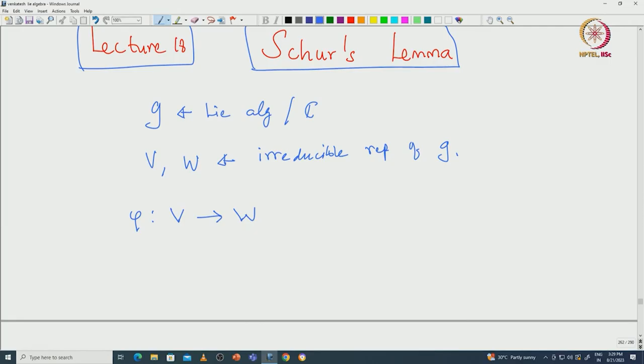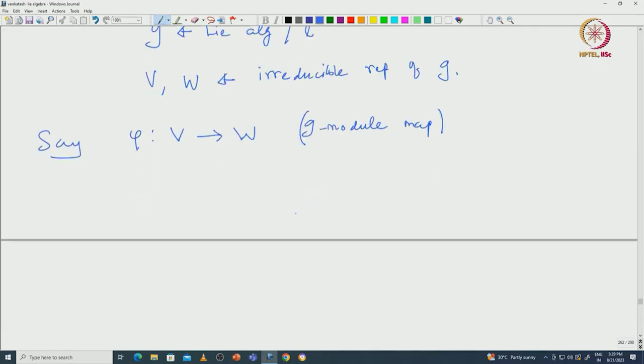Say this phi is a map from V to W, which is a G-module map or homomorphism. What we have seen in the last class is that if we take the kernel of this map and the image of this map, both of them are modules in the respective spaces. This is a module inside V and this is a module inside W. So both of them are G submodules.